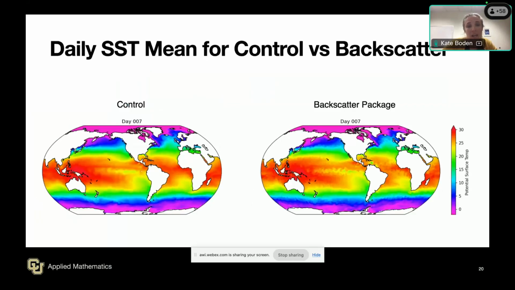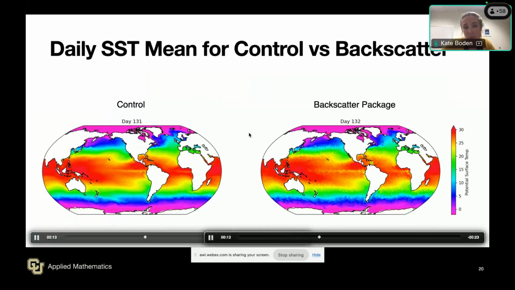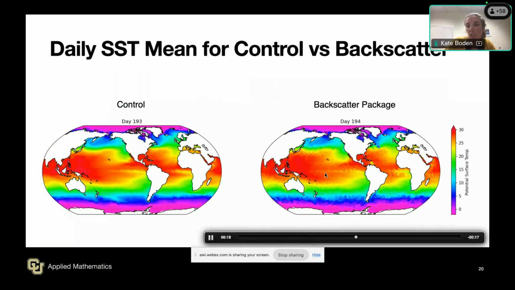To demonstrate that, I'm going to show you videos of sea surface temperature. We have the control on the left, backscatter on the right. When I showed this in an ocean model working group, and there's a lot of great ocean people here too, so I would be curious what you think, when they looked at the Pacific in particular, this is looking better, more realistic to the type of variability we expect in SST across time.